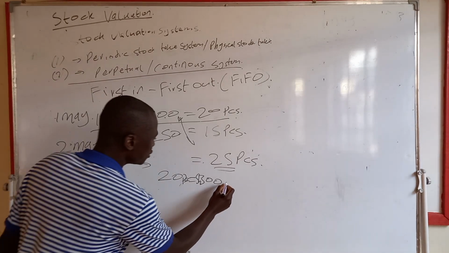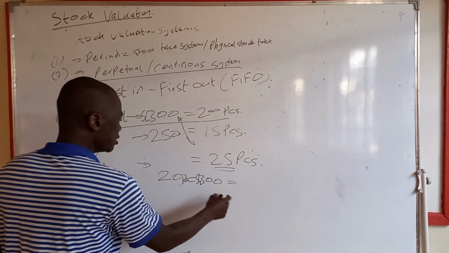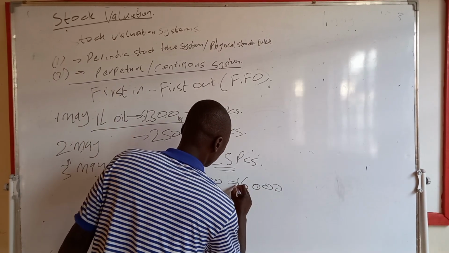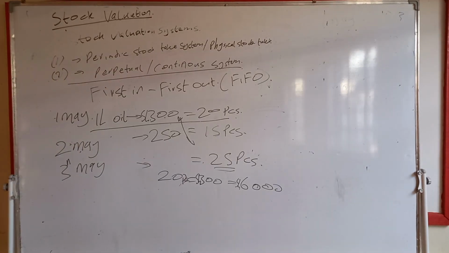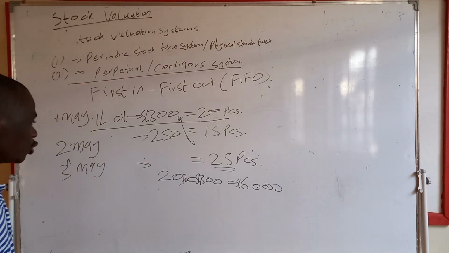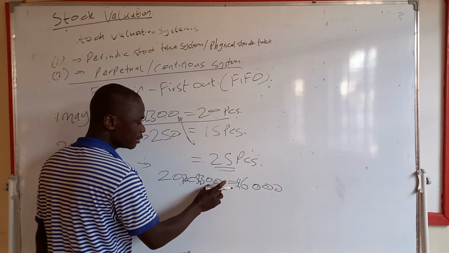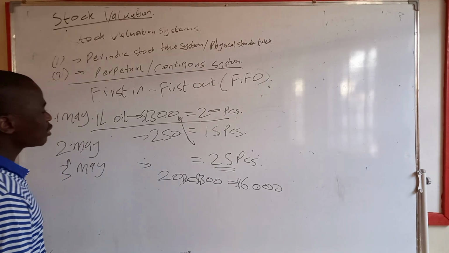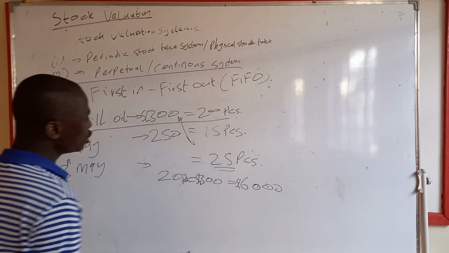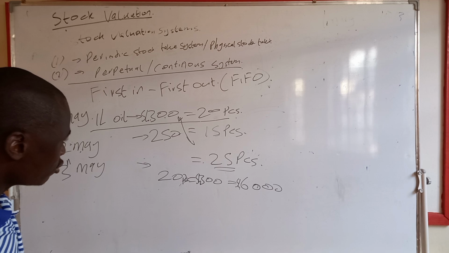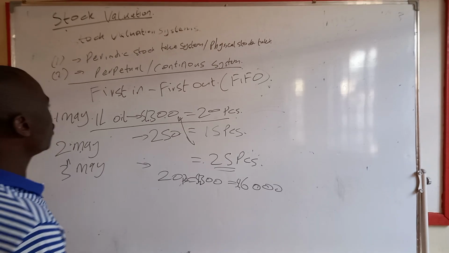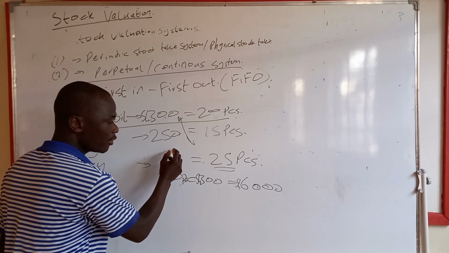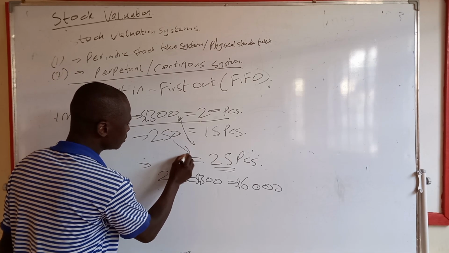So at this point, the value is 6,000 shillings. It is 20 pieces at 300 per piece, which gives us 6,000. But the order was 25 pieces, which means you have not yet given out 5 pieces. You go to the next batch.